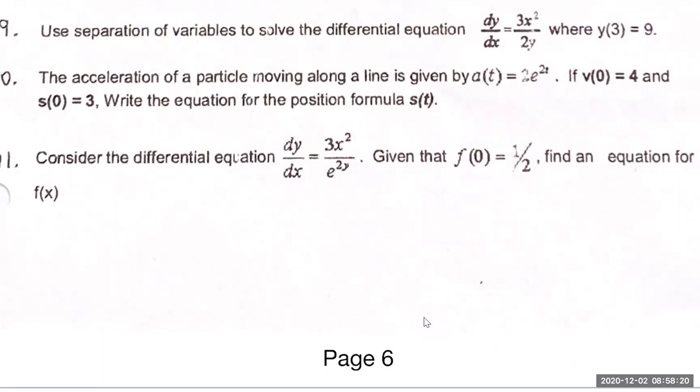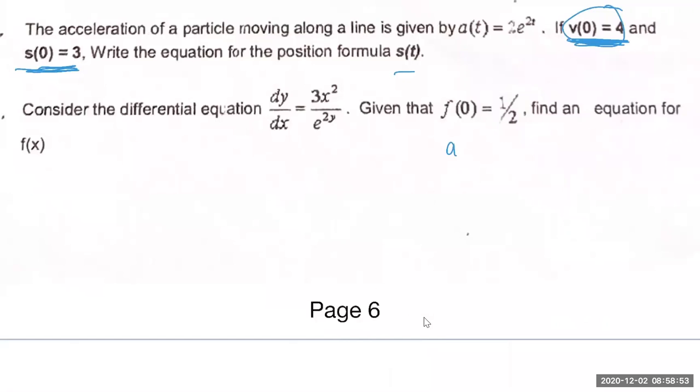So the acceleration of a particle in motion along a line is given by a of t. Then I'm given v of 0 equals 4, s of 0 is equal to 3. What's the equation of s of t? What's that considered when they give you something like that? Yeah, your initial condition. So you have 2 initial conditions, and we have to think about how we get from acceleration to s of t.